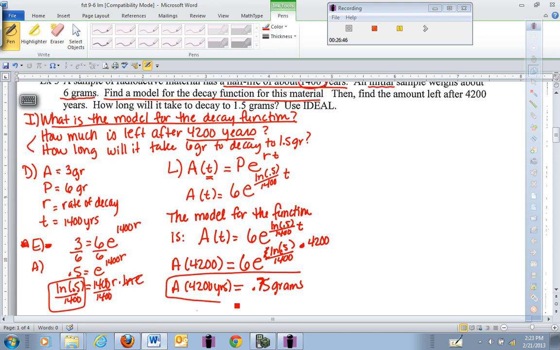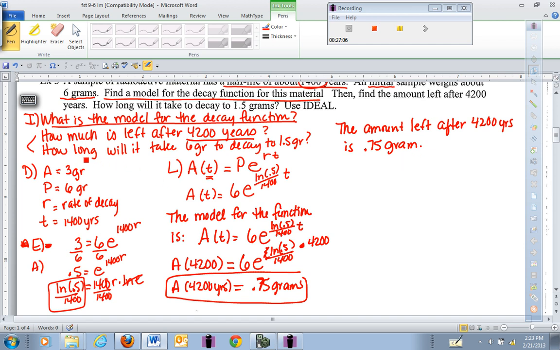So that answers the second question. Over here I would say the amount left after 4,200 years is 0.75 of a gram.